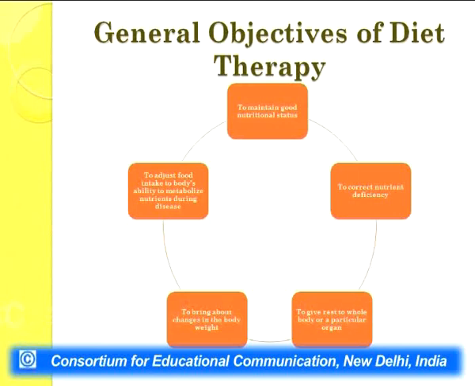Third is to give rest to the whole body or a particular organ. For example, if a person is suffering from jaundice, the liver is expected to take rest, and in that case we avoid fat in the diet, because the liver is engaged in the digestion of fats. So, it is important to give rest to that particular organ, and there are so many examples. For example, if a person is suffering from hypertension or formation of cholesterol in the arteries, in that case the person should not take fat in excess, because fat in turn is converted into cholesterol in the arteries. So, we try to give rest to the particular organ in that case.